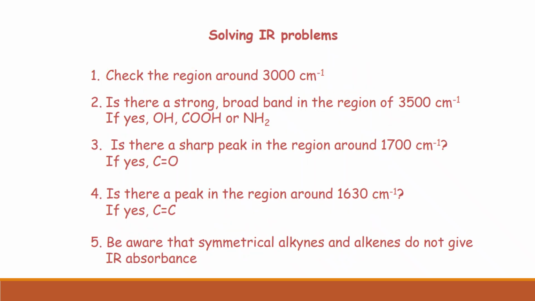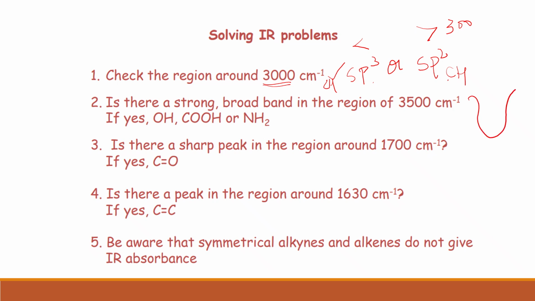How should I solve IR problems if I'm just given a spectrum? First, let us check if there is a peak around 3000. If there is something around 3000, we can say whether it is alkyl or alkenyl, sp3 or sp2 CHs. If it's less than 3000, it's sp3. Greater than 3000, it's sp2. Then, if there is a strong broad band in the region of 3500, a super broad peak, it could be OH, COOH, or NH2.